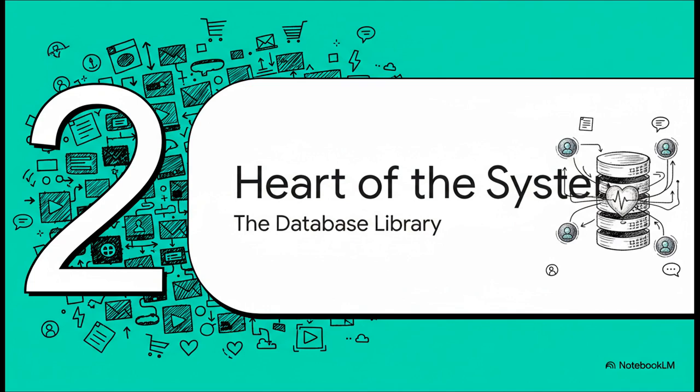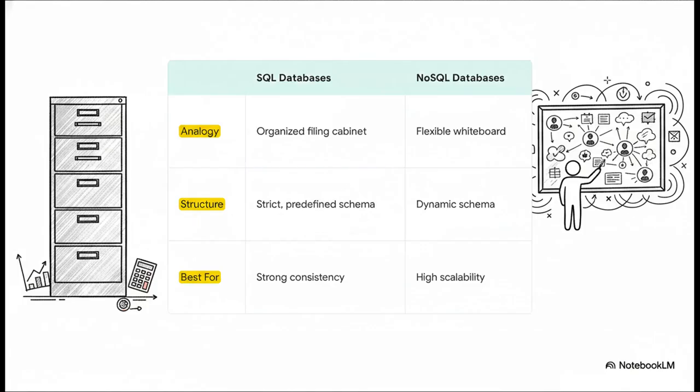The user profiles, the product information, all those social media posts. Where does all of that stuff actually live? It really comes down to two main camps. On one side, you have SQL databases. The best analogy for these is a super well-organized filing cabinet. Everything has a very specific, predefined place in rows and columns. This is perfect for stuff like banking, where you need rock-solid consistency.